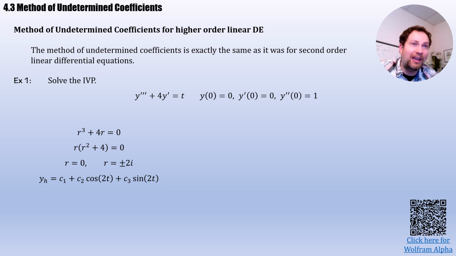Right now, if you plug that into our differential equation, the thing you'll get on the right side is 0, but we want to get t. So let's now use the method of undetermined coefficients. We know for t that our UC set will be t and 1.